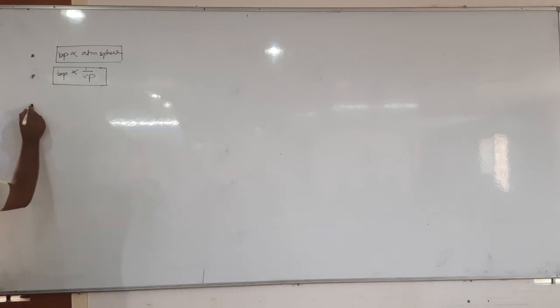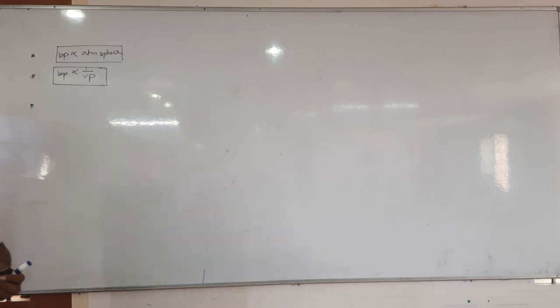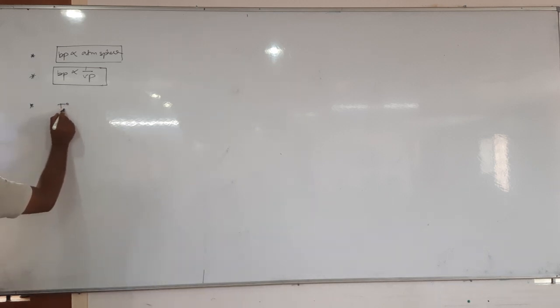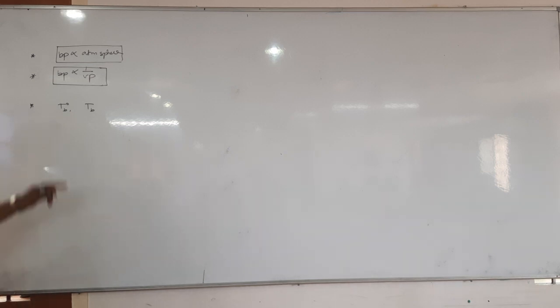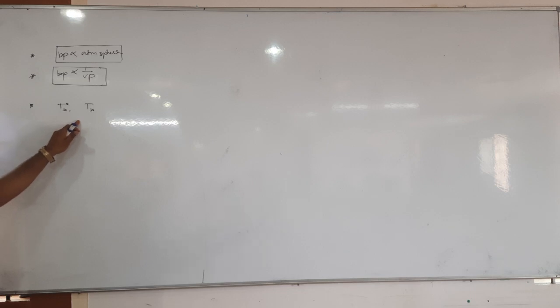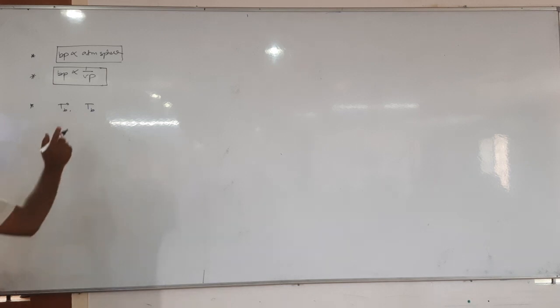Next point, when a non-volatile solute is added to a pure volatile solvent, then what happens? Vapor pressure decreases, therefore boiling point increases. Let the boiling point of the pure solvent be T0 B, and the boiling point of the solution containing the non-volatile solute be TB. Among T0 B and TB, which is greater? Obviously TB is greater than T0 B.